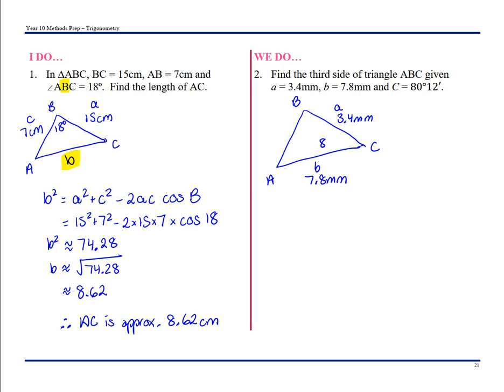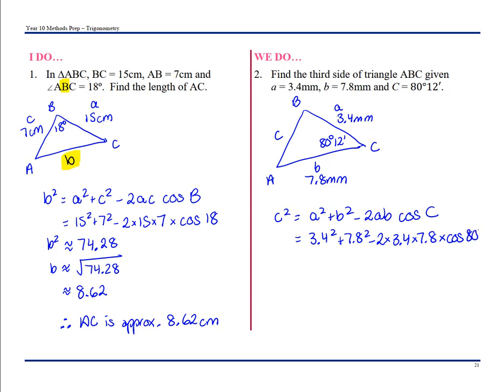And my angle C is 80 degrees, 12 minutes. So in this one, I need to find little c. So c squared is what I want out the front. So my formula is going to be a squared plus b squared minus 2ab cos of c. Substitute the information I've got, 3.4 squared plus 7.8 squared minus 2 lots of 3.4 times 7.8 times cos of 80 degrees, 12 minutes, and then go straight to your calculator to find that c squared.